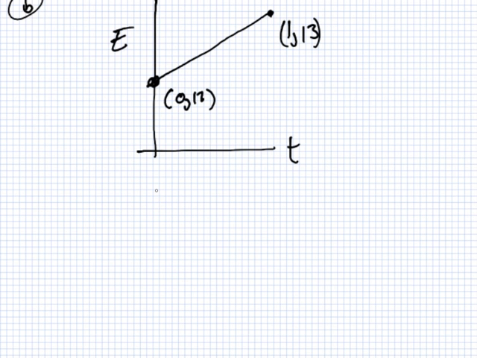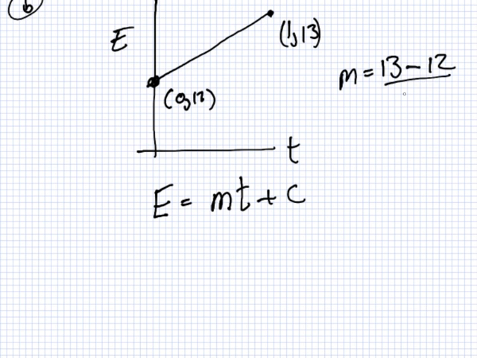And the equation of a line, y equals mx, which is t, plus c. Now you know how to find the m, don't you? The formula. So what's the m here? 13 minus 12 over 1 minus 0. So that is 1. So I have E equals 1t plus c.